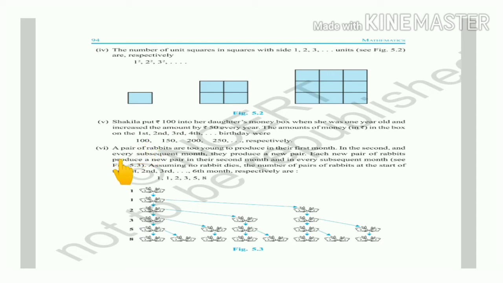One more example you can see. A pair of rabbits are too young to produce in their first month. In the second and every subsequent month, they produce a new pair. Each new pair of rabbits produces a new pair in their second month and in every subsequent month. Assuming no rabbit dies, the number of pairs of rabbits at the start of the first, second, third, 6 months respectively. See, first it will be 1, then 1, then 2, then 3, then 5, and so on. That is 8, and so on. So can you see, this is also one of the sequences which you are able to see in your real day-to-day life. You might encounter such situations in your day-to-day life, but these are all examples of sequences.